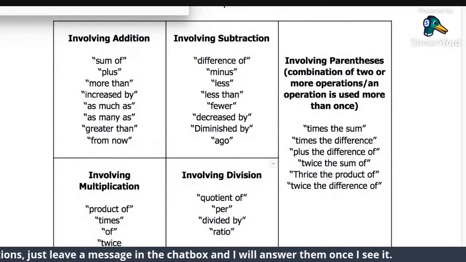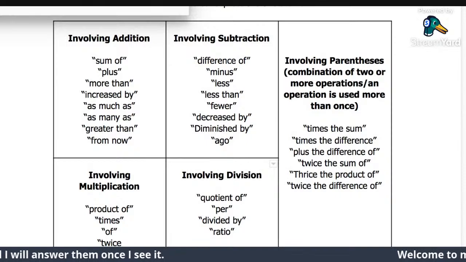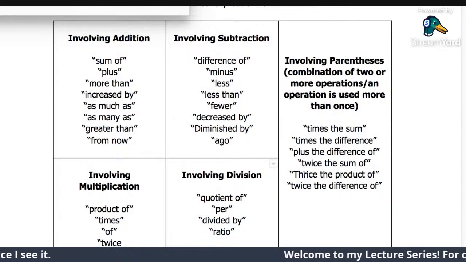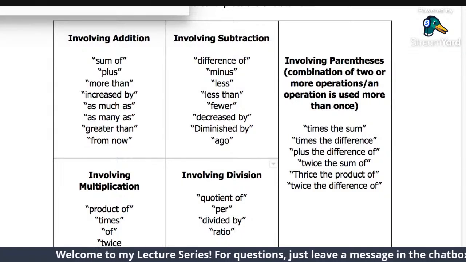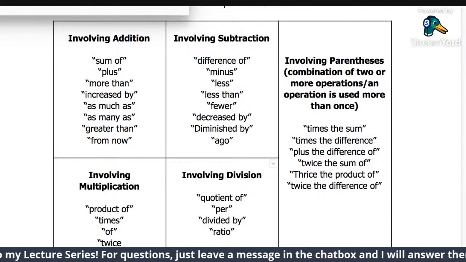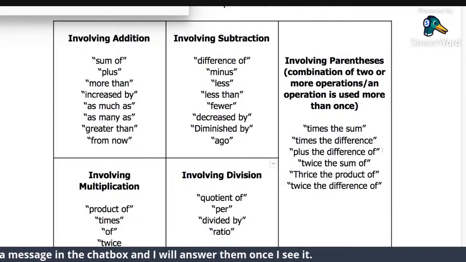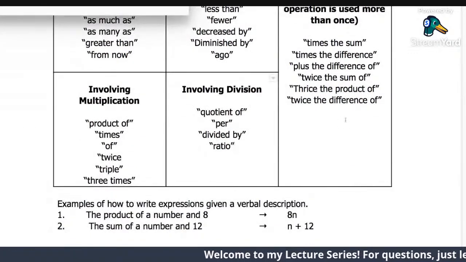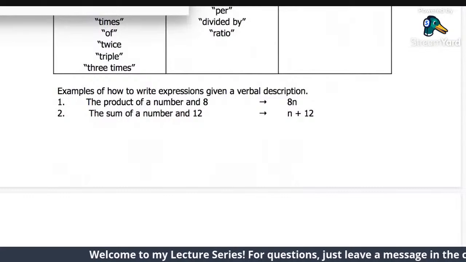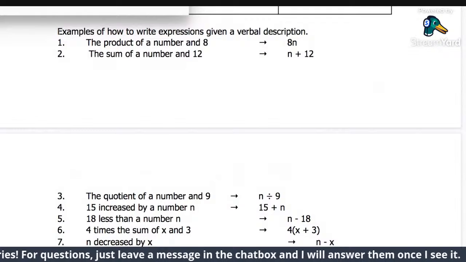Now we also have those that involve parentheses. It's a combination of two or more operations, like times the sum. So for example, 5 times the sum of x and y would be 5 times the quantity x plus y. Then we have times the difference, the difference of, twice the sum of, thrice the product of, twice the difference of, and so on. There are so many other examples here. Now let's take a look at a lot of examples.